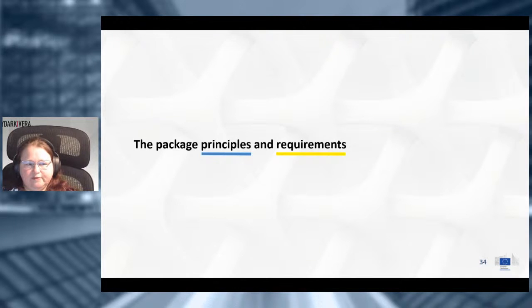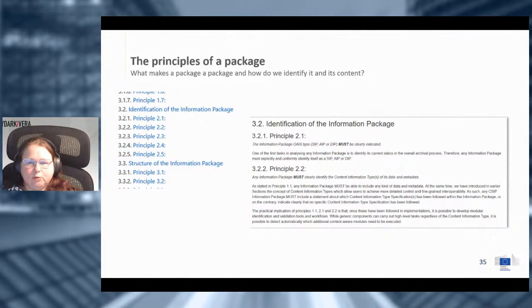We have principles. So in the principles, we describe, for example, what makes a package, and how do we identify it and its contents. So we have a number of principles, and all of them are explained using must, should, may. So those also give us the information about what is considered to be an information package. What is my grocery shopping bag?